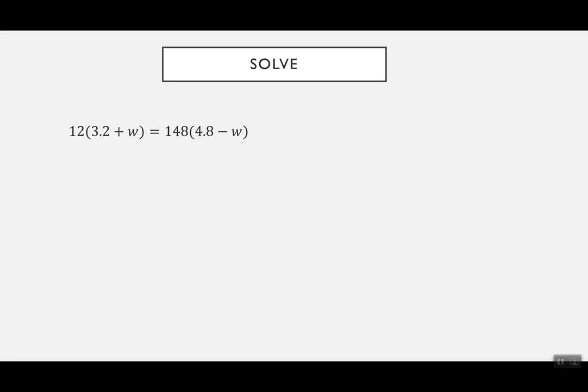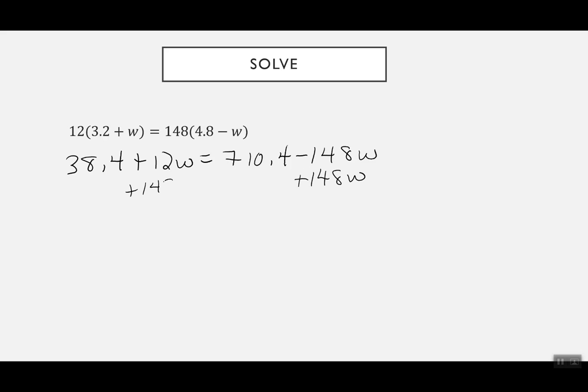12 times 3.2 is 38.4 plus 12w. And then I have 148 times 4.8 is 710.4 minus 148w. So we need to pay attention to variables versus numbers. My variable part is the 12w and the 148w. I'm going to move the 148w over to the left by adding it.